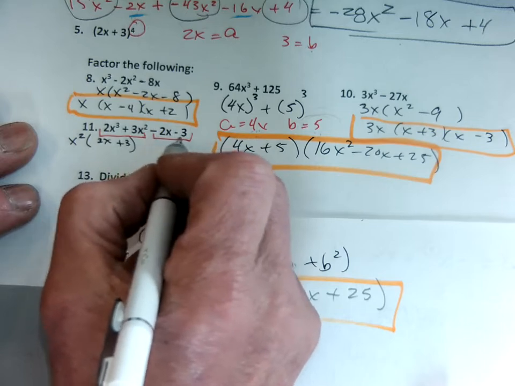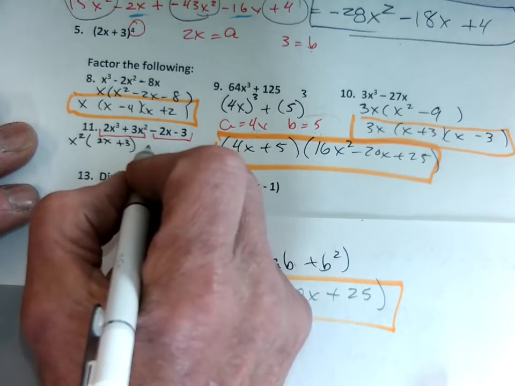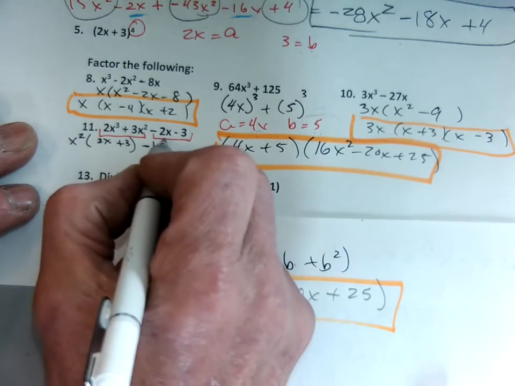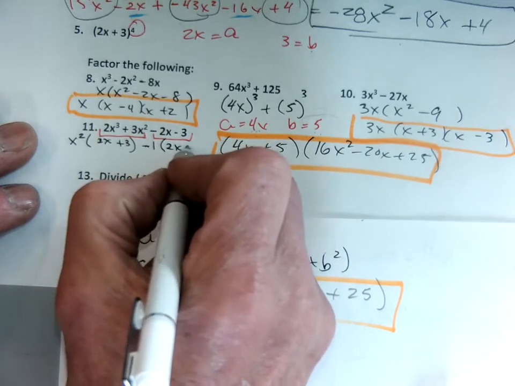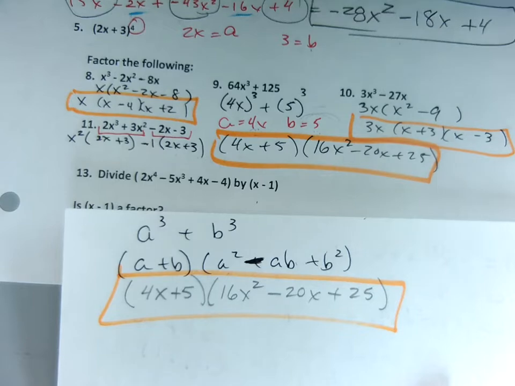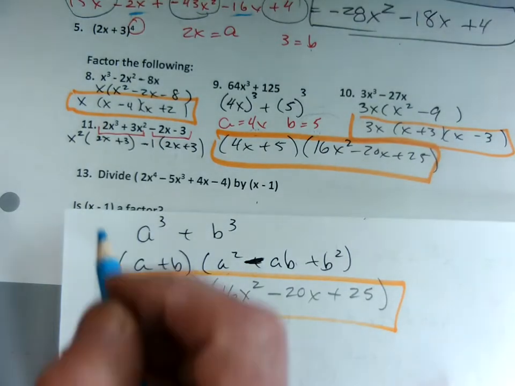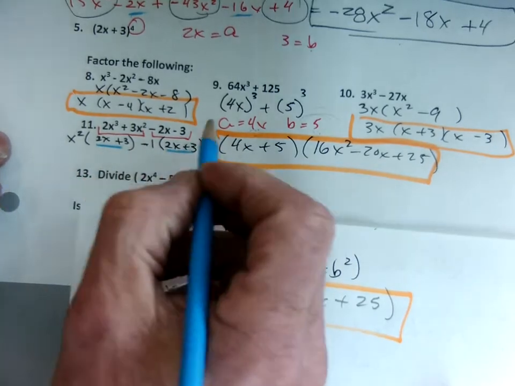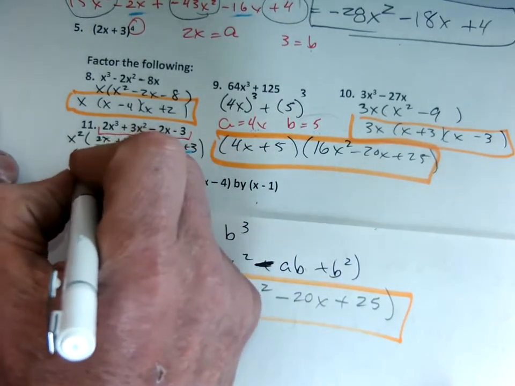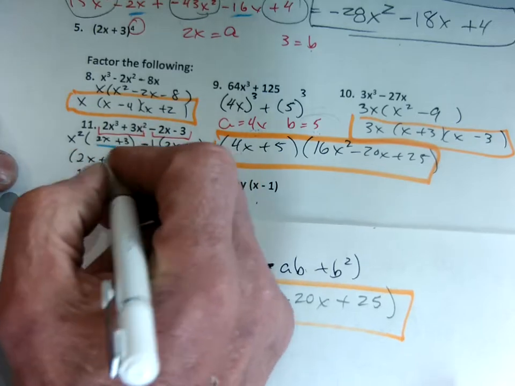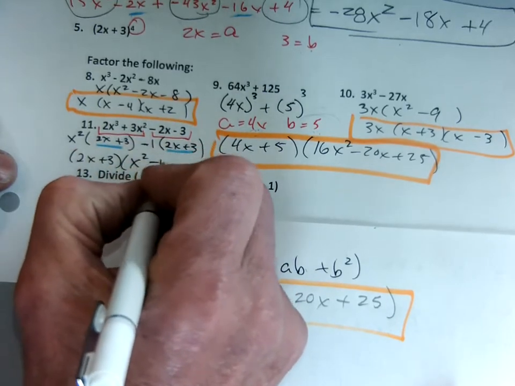Now these two terms don't have anything in common except for the negative. So we take out a negative 1. You have to have a number here. So taking out a negative 1, I have a 2x plus 3. Okay, now looking at both of these terms, they do have something in common. They both have a 2x plus 3. So we'll factor out the 2x plus 3, and what I have left is my x squared minus 1.